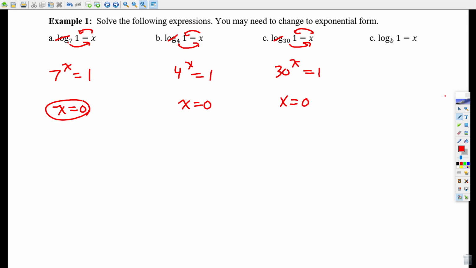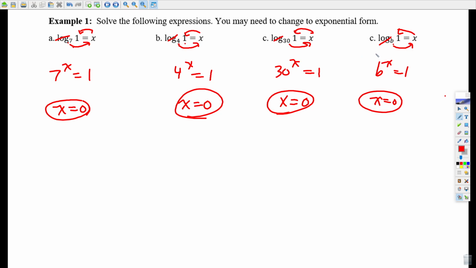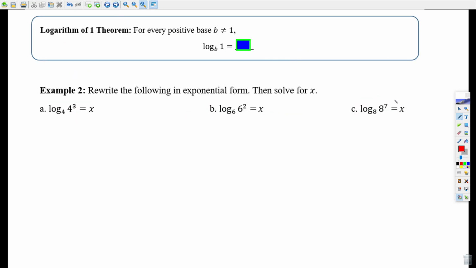Hopefully as you do these, you can see a pattern. So does it matter what kind of base we have? We started with 7, we did 4, we did 30. What about if we have any base, b? You do the same thing, right? b to the x power equals 1. The only way that happens is if x is 0. So in this particular case, it does not matter what the base is. It keeps changing, but what stays the same is that the number beside it is always 1. So once you see that number beside the base is 1, you're always going to get the value of 0.